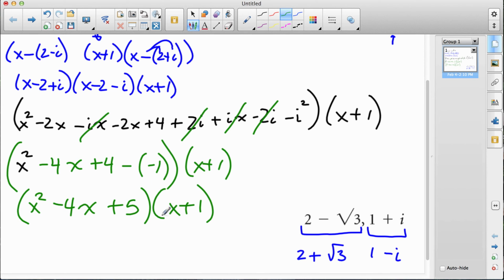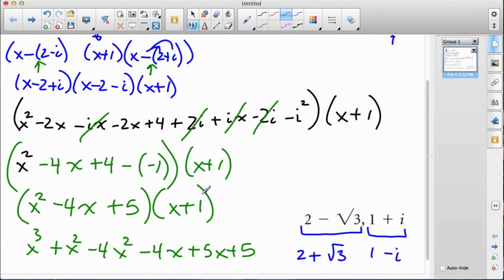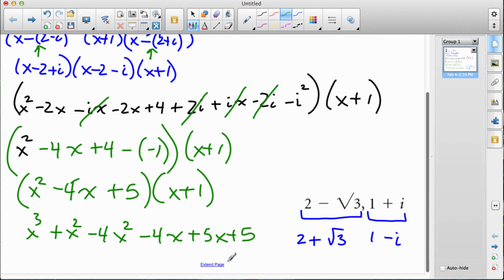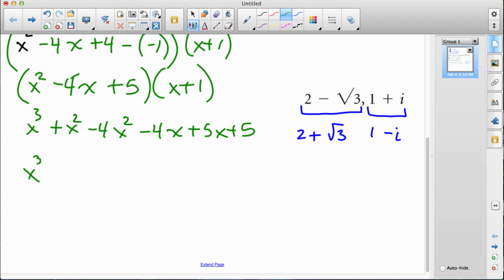Now the final thing you'll do is to FOIL all of that out. Imagine that it's up here where any mistake might have been made. I'll finish foiling this though. This will be x cubed plus x squared minus 4x squared minus 4x plus 5x plus 5, I think. Yeah, that's right. And then simplify: x cubed minus 3x squared plus 1x plus 5.